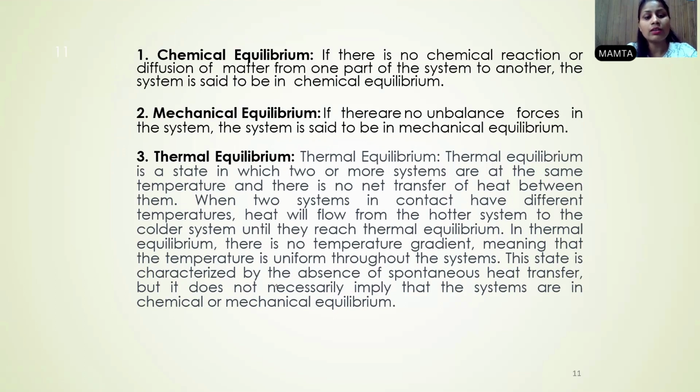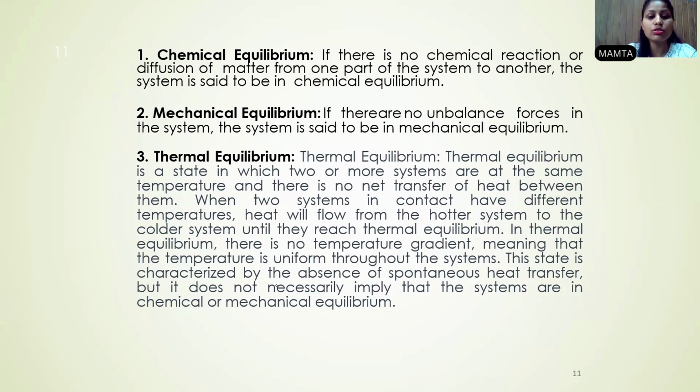Now, next is mechanical equilibrium. In mechanical equilibrium, there are no unbalanced forces in the system. The system is said to be in mechanical equilibrium. For example, we do shear force and bending moment questions where we balance all the forces upward and downward, right? Similarly, thermal equilibrium is a state where two or more systems are at the same temperature, with no net transfer of heat between them.